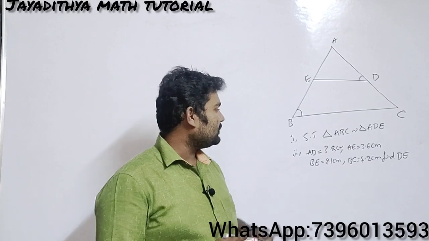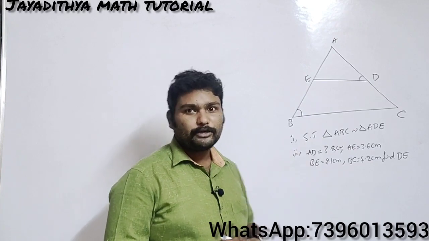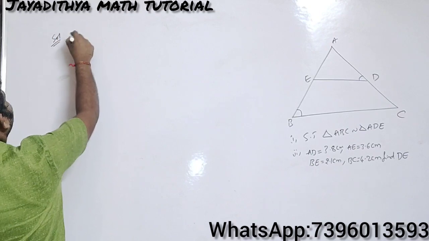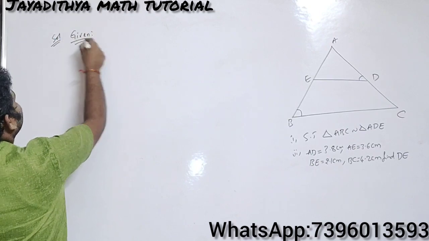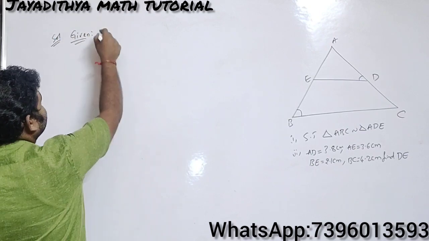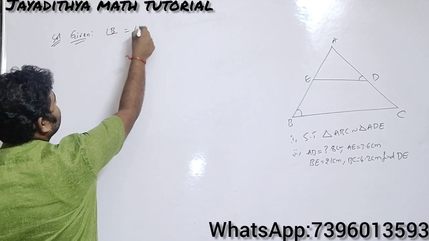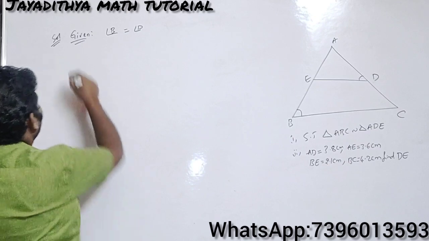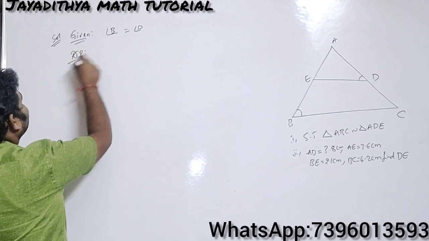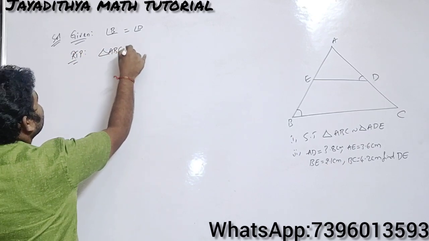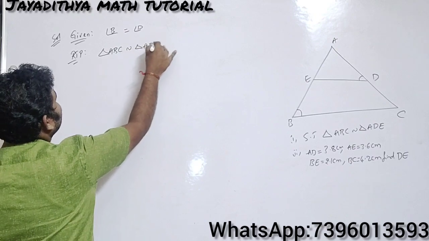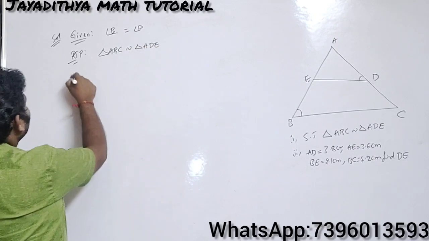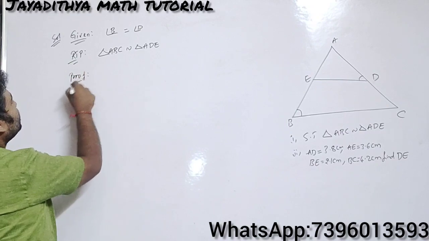First of all, let us go for the first case, that is, show that triangle ABC is similar to triangle ADE. So how to start our problem here? What is the given information? First you write the given information here. Angle B is equal to angle D. What we need to show here is that triangle ABC is similar to triangle ADE. So how to prove this one? Let us go for the proof here.